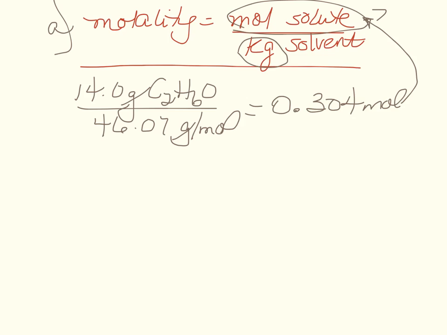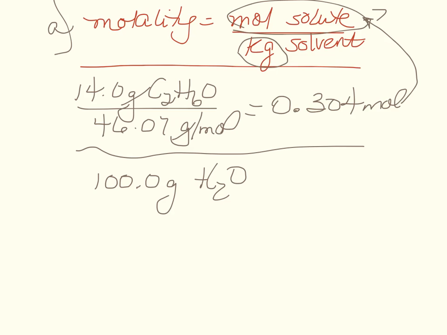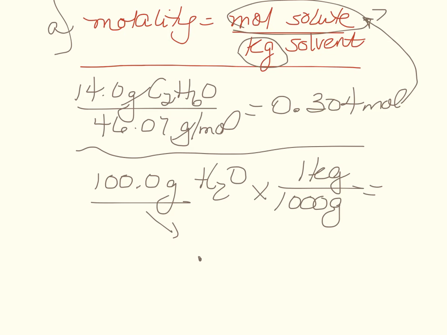And how about kilograms of solvent? What do we know about the solvent? They told us that there were 100 grams of H2O, that's our solvent, and so we just have to put that into kilograms. So there are 1,000 grams in 1 kilogram. So that means that this 100 grams equals 0.1 kilogram. So now we can solve for molality, which is a little m.